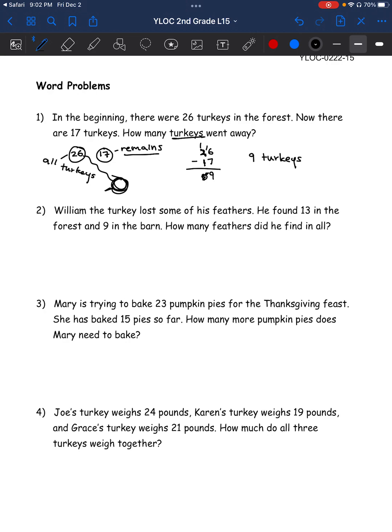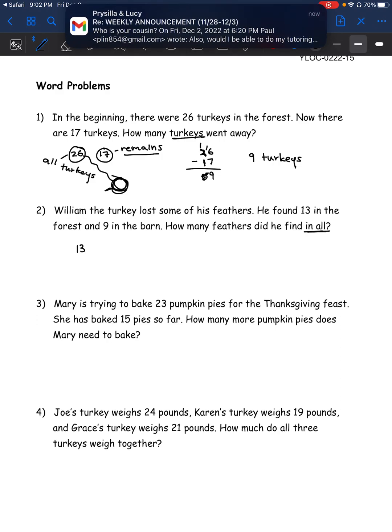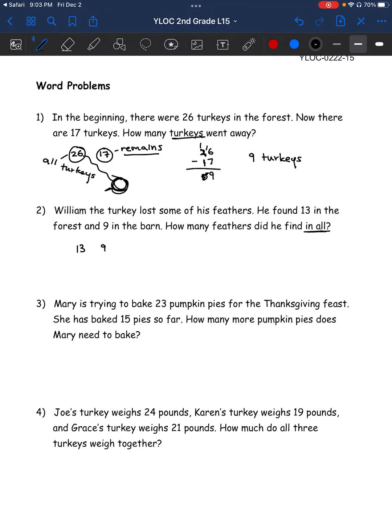Number 2, William the turkey lost some of his feathers. He found 13 in the forest and 9 in the barn. How many feathers did he find in all? So in all means that it's an addition equation, right? So 13 in the forest and 9 in the barn. So if you add them together, let's set it up in the vertical position. 13 plus 9 equals 12, right? So you place down the 2 and 1 up here.